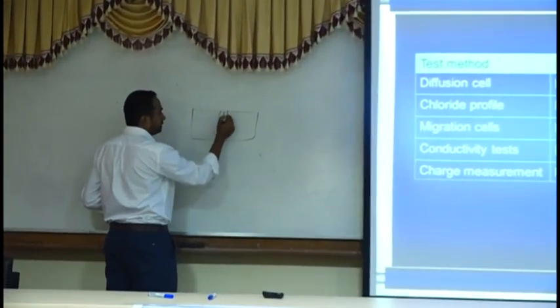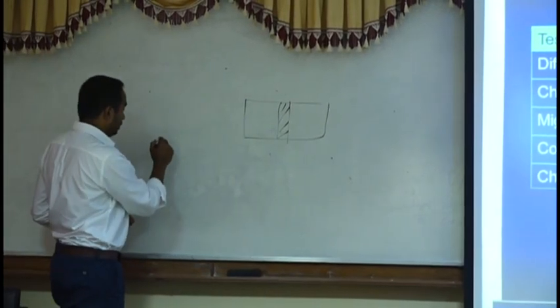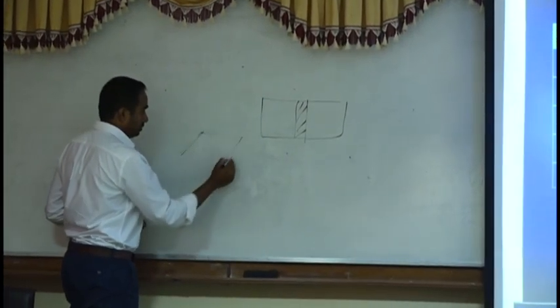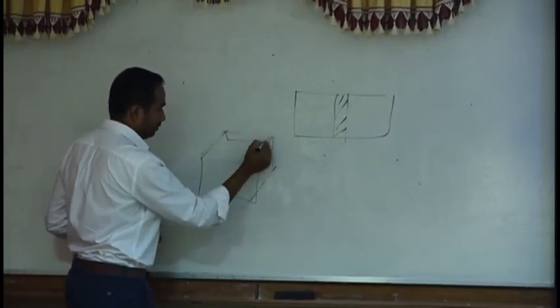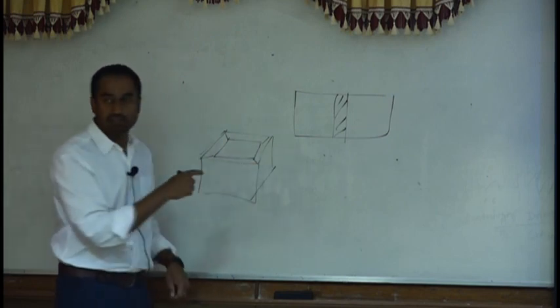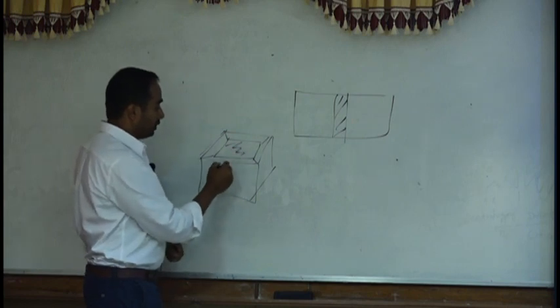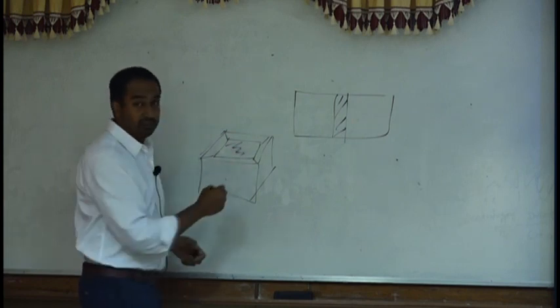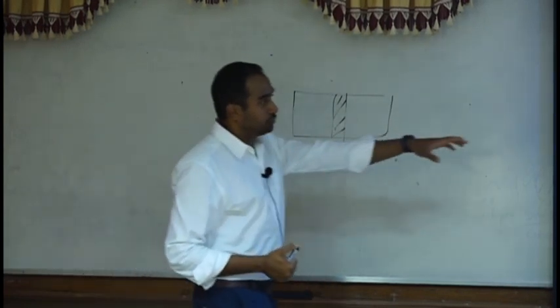So you have the concrete sample here, or you have the concrete sample on the site. So quite often it's a design like that we use. We put the salt solution here, and we look at the chloride concentration in different depths. And each of that will provide you with a diffusion coefficient.